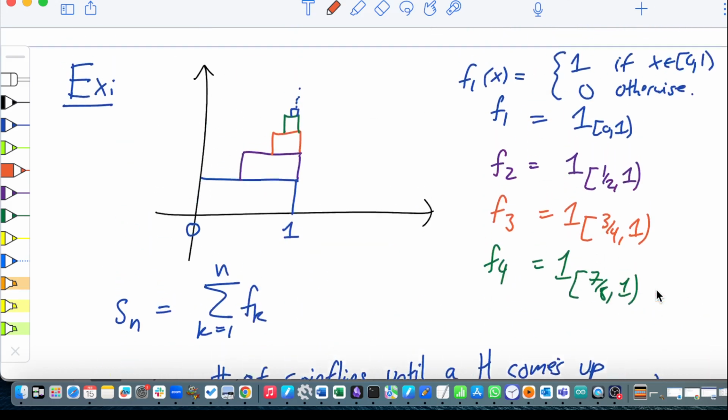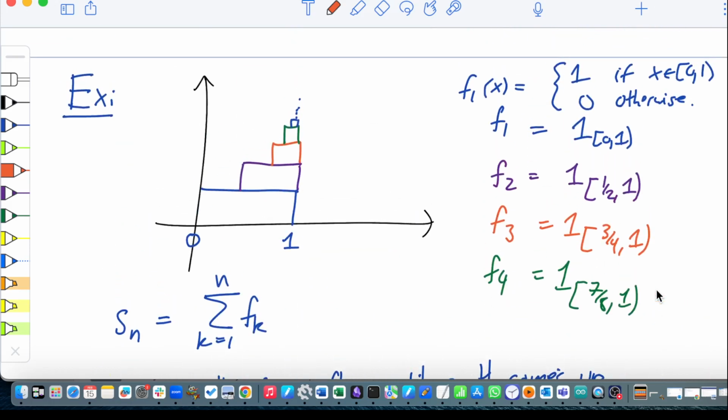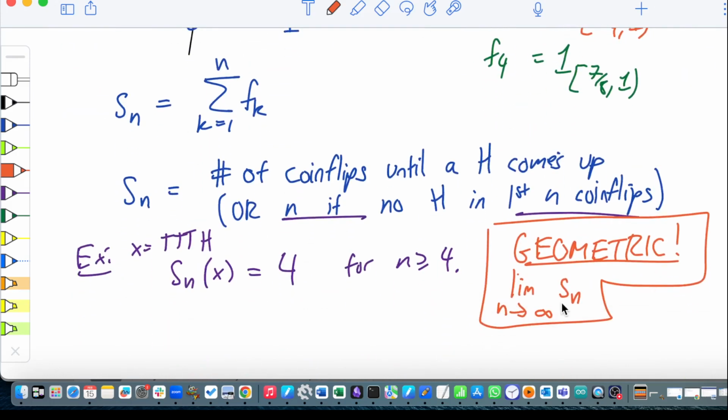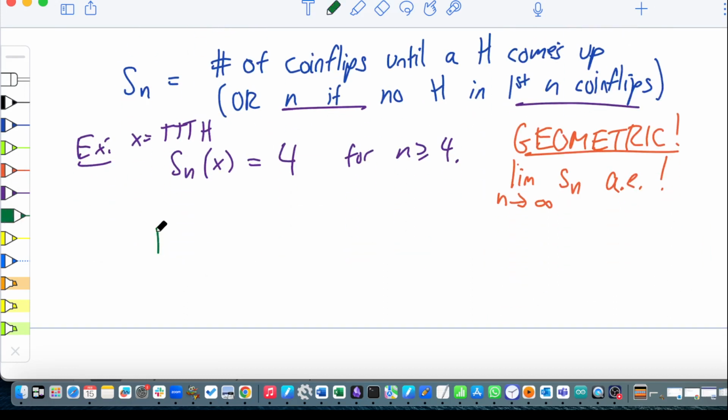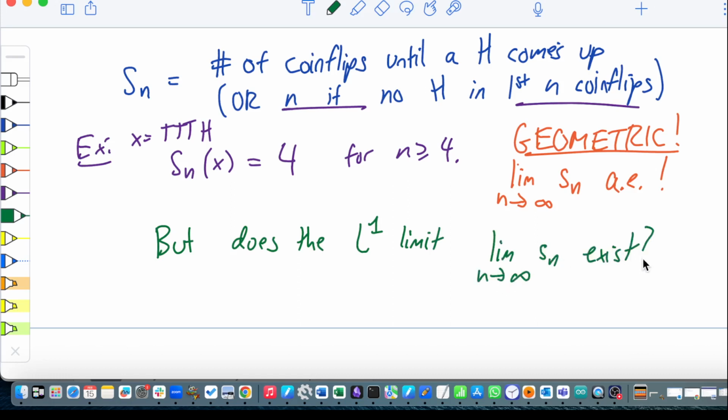But mathematically, this is like an infinite sum of these functions, right? And does it exist? Can you take this limit? And you can take the limit almost everywhere, because for any particular sequence, the probability of having infinitely many tails in a row is 0. So the almost everywhere limit is great. So this almost everywhere, yay. But could the limit be in L1? Does the L1 limit as n goes to infinity of Sn exist? So we can take the almost everywhere limit. That's fine.